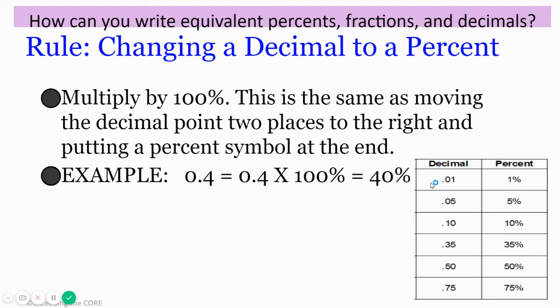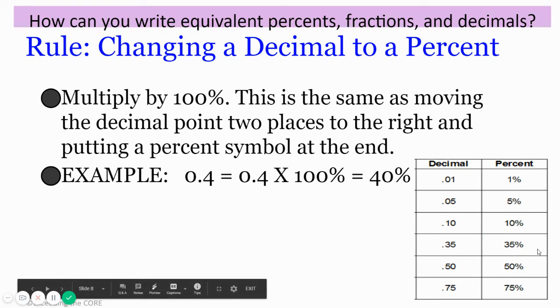So here are some examples. 0.1 is 1%, or 1/100th is 1%, 5/100ths is 5%, 10/100ths or 1/10 is 10%, this is 35%, 50%, and 75%.